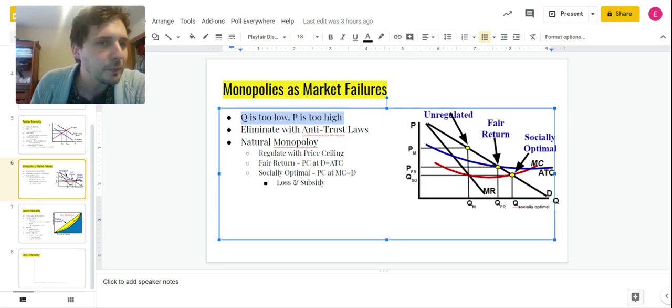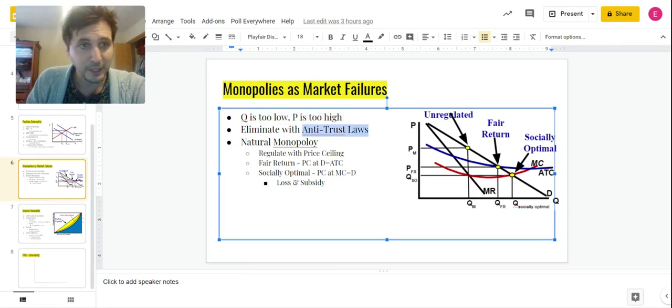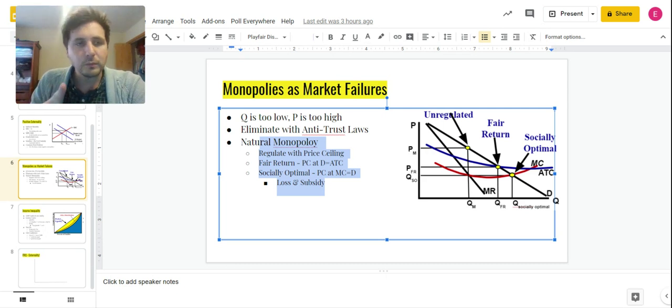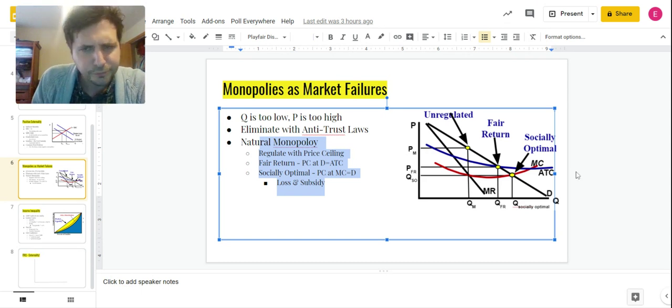Because of this anti-competition nature and its destructive impact on capitalism, we eliminate most monopolies, the vast majority of them, with antitrust laws, which are just laws passed by legislature that break up large monopolies into several small businesses. Okay, but we don't always do that. Sometimes we let the monopoly stick around and we regulate it, and that's when it's a natural monopoly.